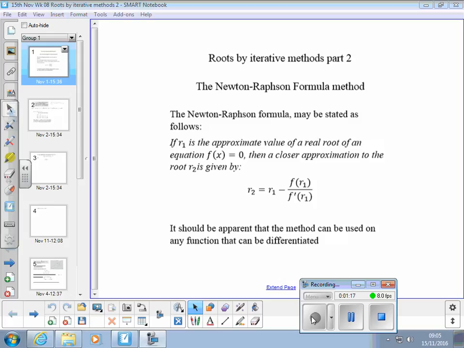So it should be apparent from that that the method can be used on any function that you have the ability to differentiate. If you come across a function you can't differentiate, you would have to revert back to the bisection method of estimating the roots.